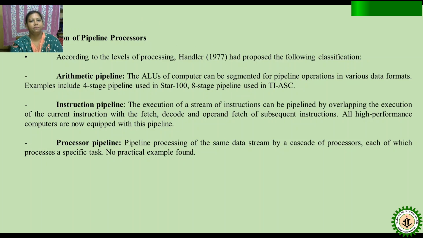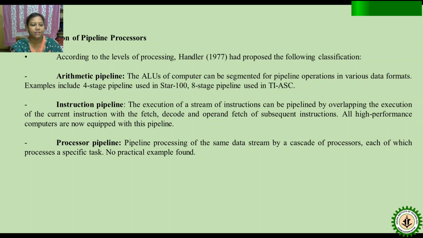Now the next important part is the classification of pipeline processors. What are the different types of pipeline? According to the level of processing, Handler, in 1977, proposed the following classification: arithmetic pipeline, instruction pipeline, and processor pipeline.